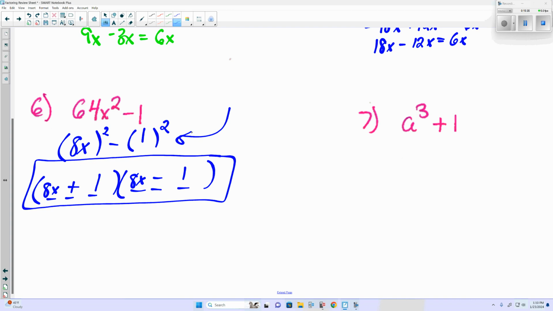And on 6 and 7, if there is a greatest common factor on these, we need to factor it out. But on number 6, there was no greatest common factor between 64x squared and 1. Number 7, a cubed and 1 don't have a greatest common factor, so we can't factor anything out on these here.